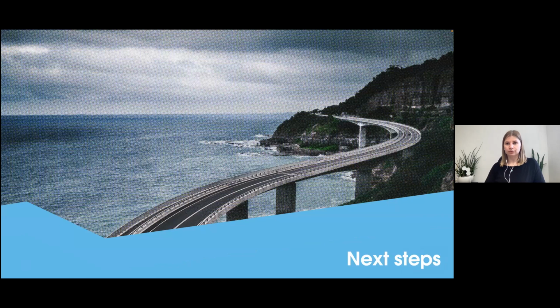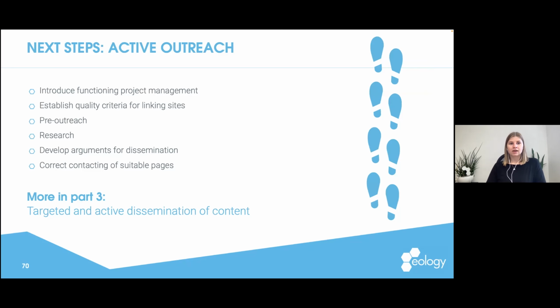So now we have the content ready. What are the next steps? The next steps are the active outreach. So you have to introduce functioning project management. You have to establish quality criteria for the linking sites. How do you want to criteria-rate them? You can do a pre-outreach, you can do research, and of course, develop arguments for dissemination, and then in the end, correct contacting of the suitable pages.